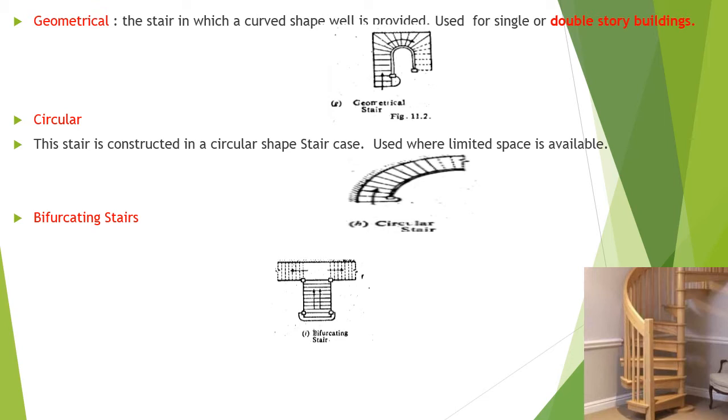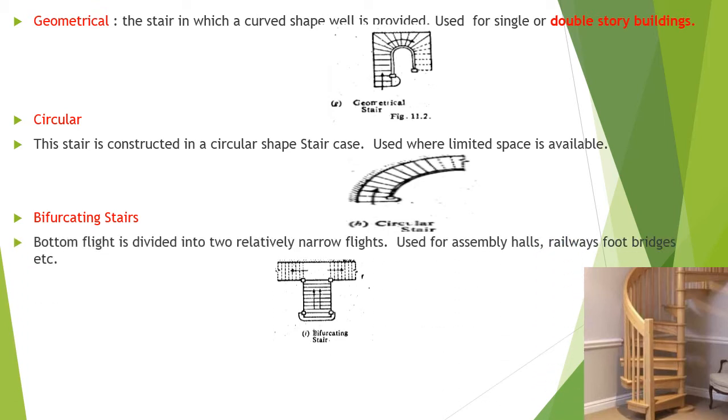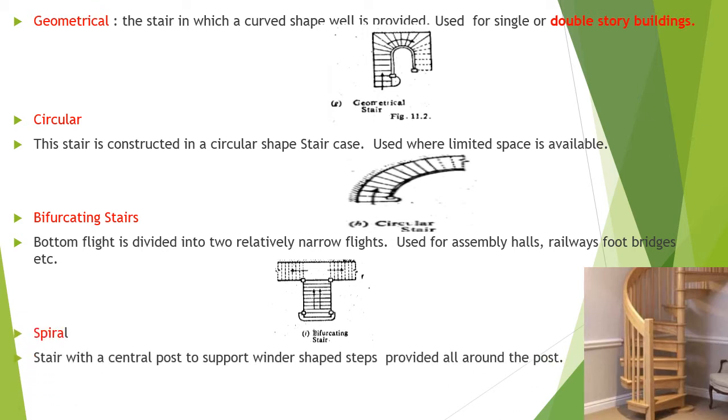Bifurcating stairs. The bottom flight is divided into two relatively narrow flights, used for assembly halls, railway stations, foot over bridges, etc. This is the image of the bifurcating staircase.